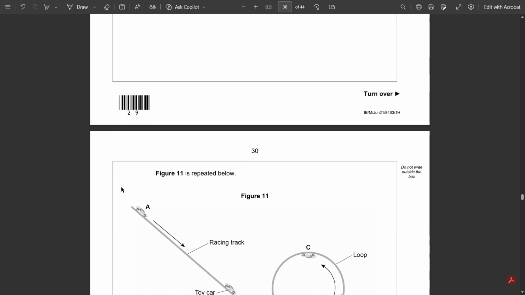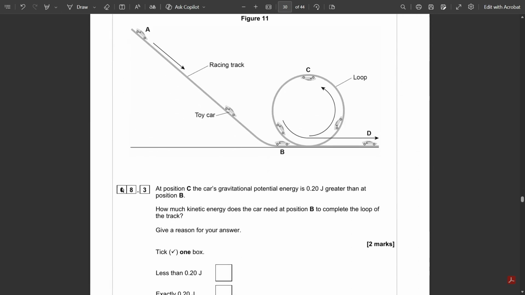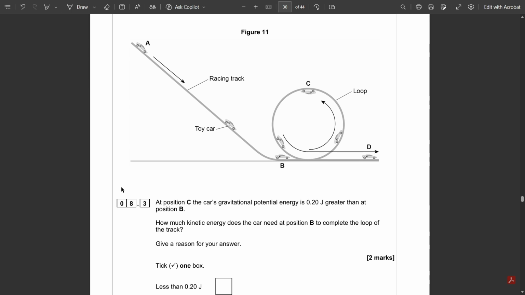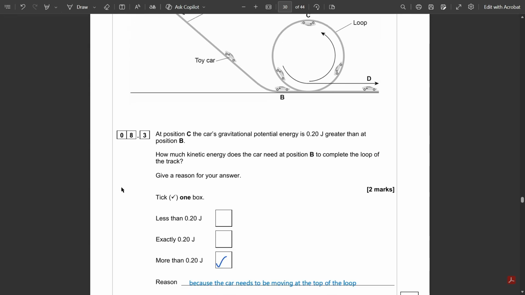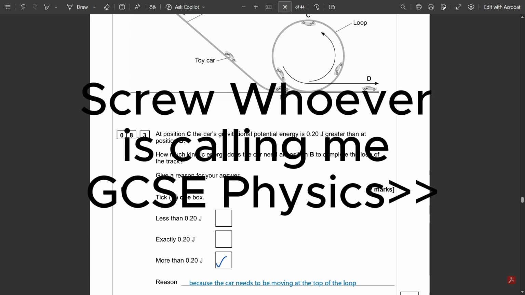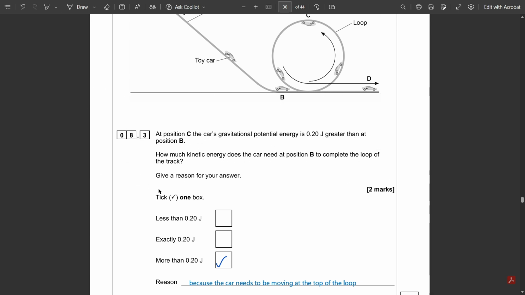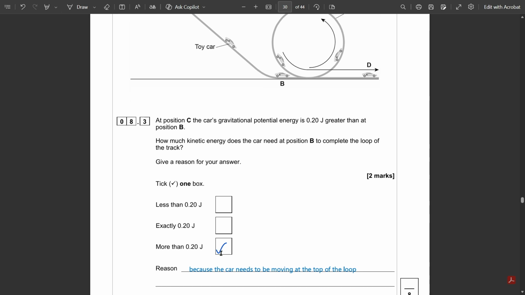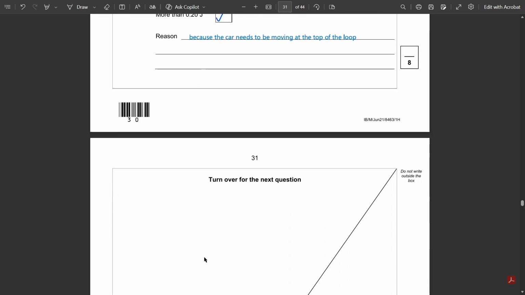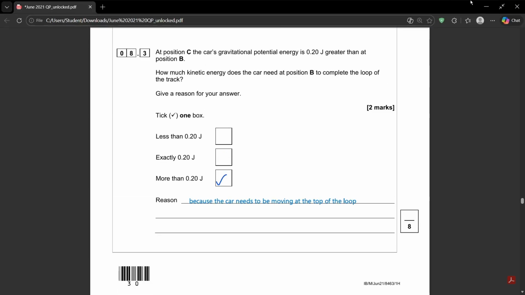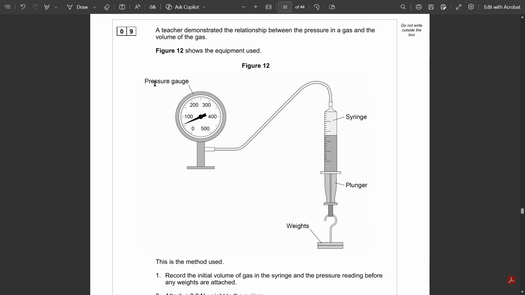Next question. Figure 11 is repeated below. At position C, the car's gravitational potential energy is 0.2 joules greater than at position B. How much kinetic energy does the car need at position B to complete the loop of the track? And the answer is that it is more than 0.2 joules because the car needs to be moving at the top of the loop.